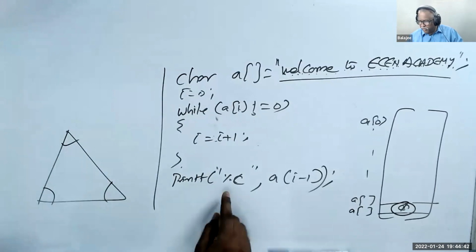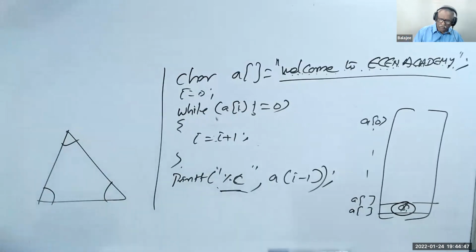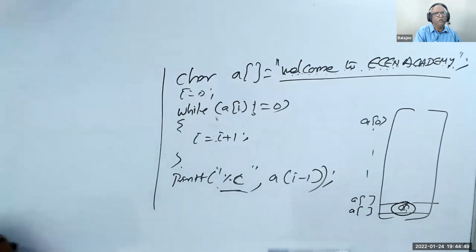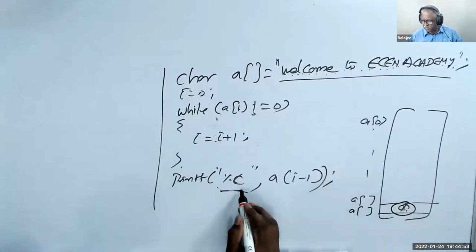No, when you put percentage C, you do not have to print 0 at all. When you put percentage S only, it requires 0. When you put percentage C, it's a symbol.